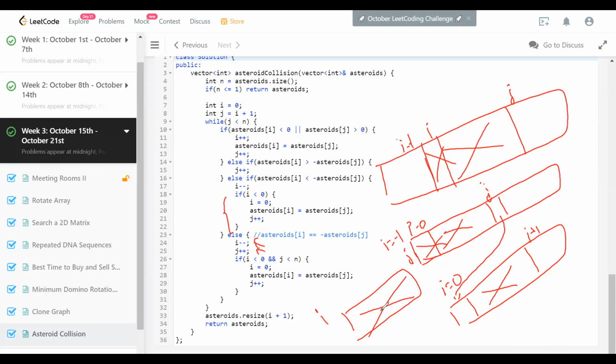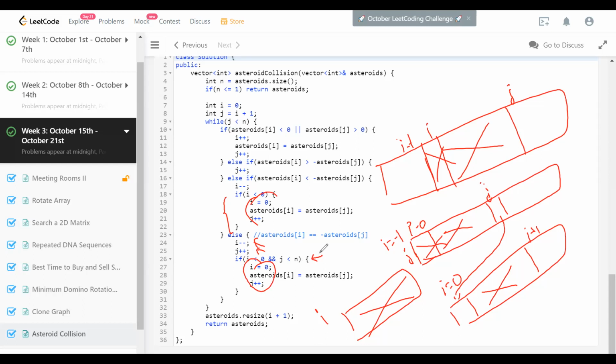In that case, I don't have to worry. I'll just come out, because I equal to minus 1 means I plus 1 is 0. So if I resize the asteroid array to 0, that's what is actually expected. But that's why if I is less than 0 and J is not equal to N, that means J is less than N, then only I need to do whatever I did here. So I'm redoing that one here when J is still intact, right? So that's the idea, and that should handle all possible cases for us.